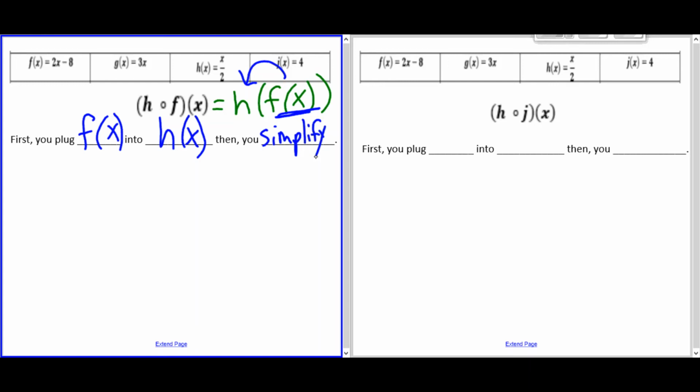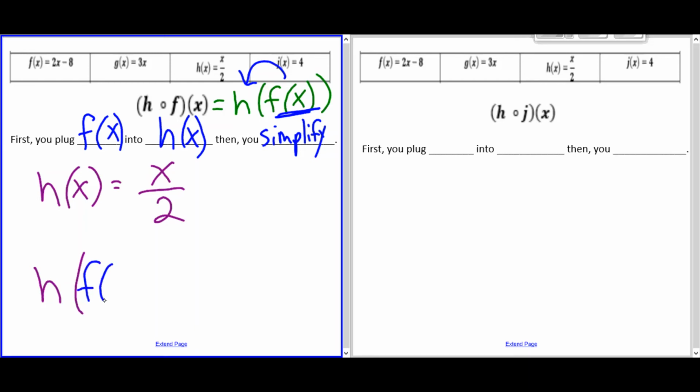So I'm going to write down my h of x function. h of x equals x divided by 2. And then remember, you're substituting f of x into h of x. So anywhere that we see the x, we're going to put f of x. So this is going to say h of f of x equals f of x divided by 2. So I just plugged in my f of x. Everywhere that there was an x, I plugged in my f of x.